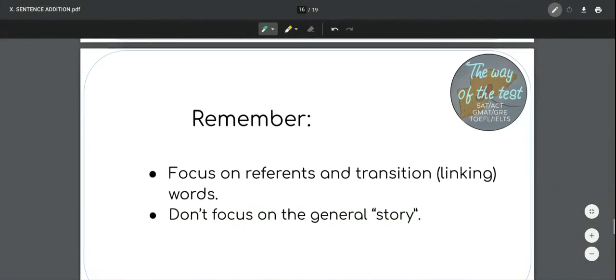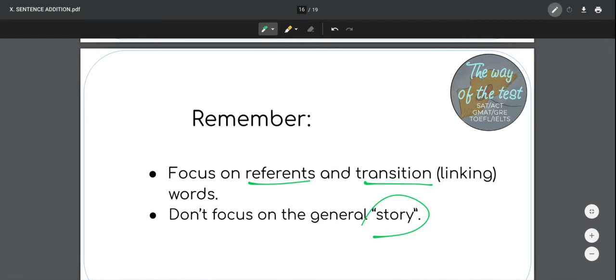So remember, we're going to focus on reference and transition words. We're going to try to solve everything by reference and transitions, and not focus on the general story. Remember, I've been telling you through all the videos that we don't really care to comprehend the whole idea, the whole information that the text is providing. That is especially so here. Why? Because we get confused.